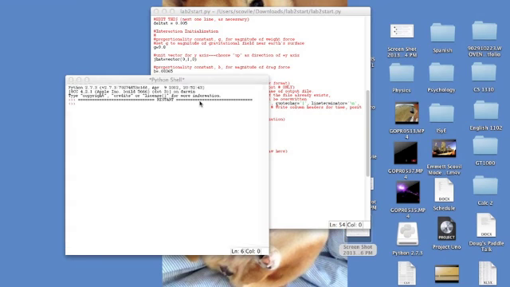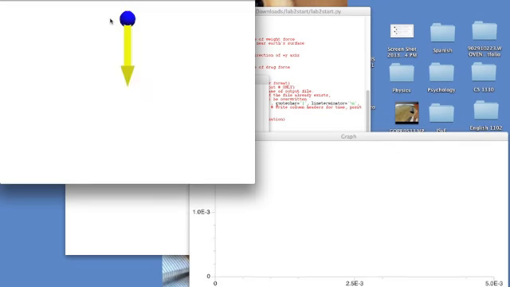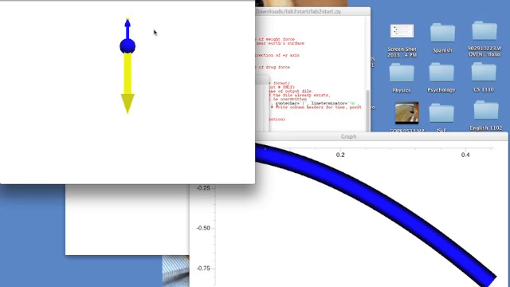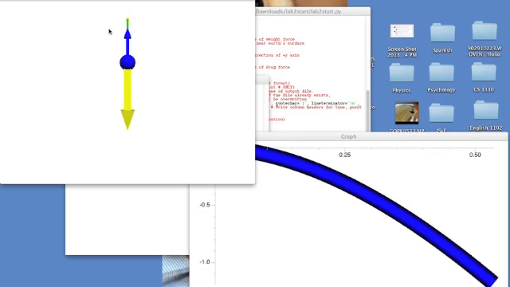As you will see here, the arrow pointing upward represents the drag force, and the downward arrow represents the force of gravity. You can see that the downward arrow is constant, while the arrow representing drag force increases as the magnitude of the velocity increases.